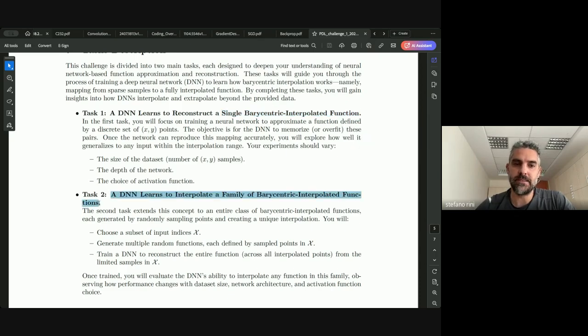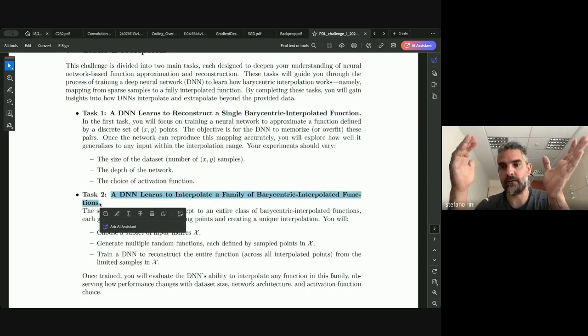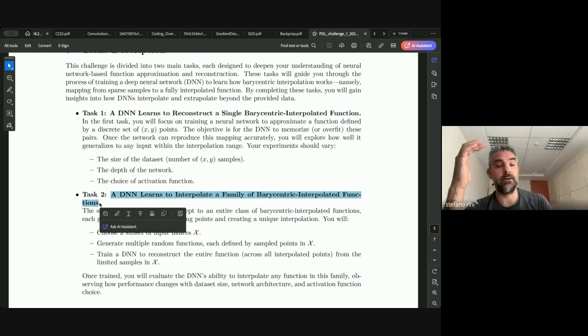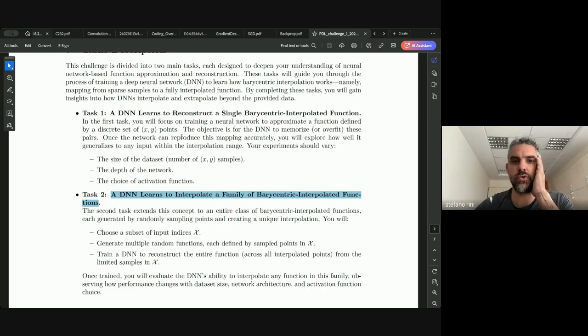Task 2 is the following. Instead of considering one single barycentric function, now the inputs of the network are the various points fixed over a certain set of support, and then you want the network to learn how the barycentric interpolation would have interpolated that point given its neighbors in the support. So here you're doing upscaling. Let's say you're given n points of the evaluation of a barycentric function that you generated randomly, and you want to predict the other m points which are not in the support.